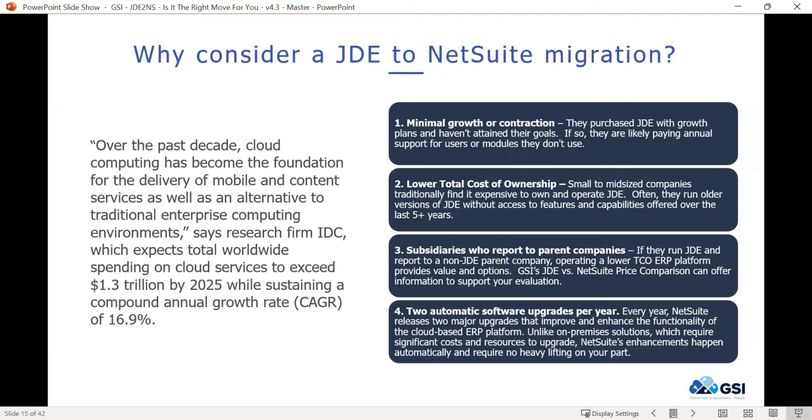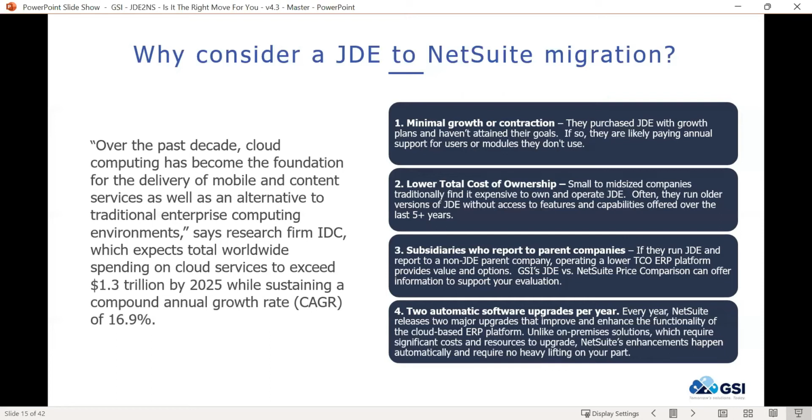But why would they do that? Well, there's a number of reasons to consider. We find these somewhat consistent across the board. One is that what we brought up with Crazy Shirts earlier, they experienced minimal growth or even some contraction. They made a purchase of a tier 1 solution in JD Edwards, but the growth plans didn't materialize the way they expected to support the investment and the functional requirements and needs. So they found themselves paying for modules that they didn't use. They found themselves paying maintenance for functionality that wasn't required.